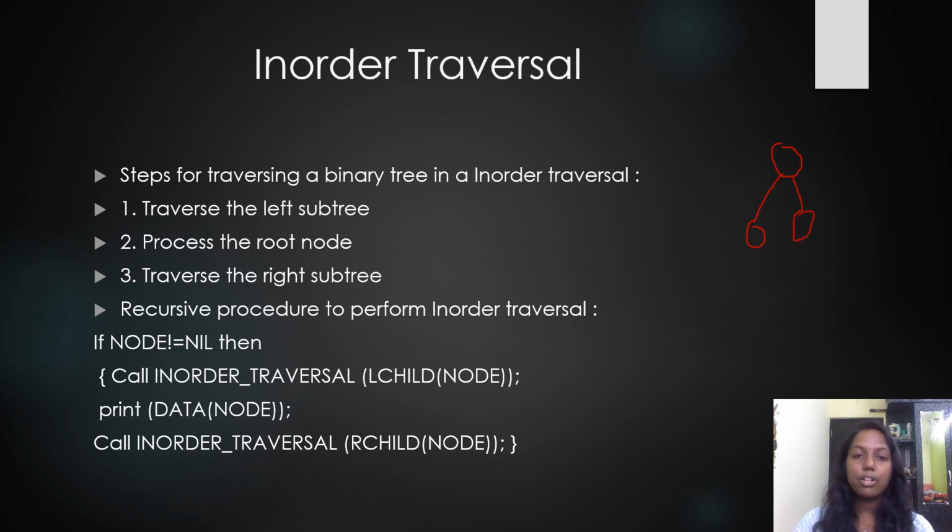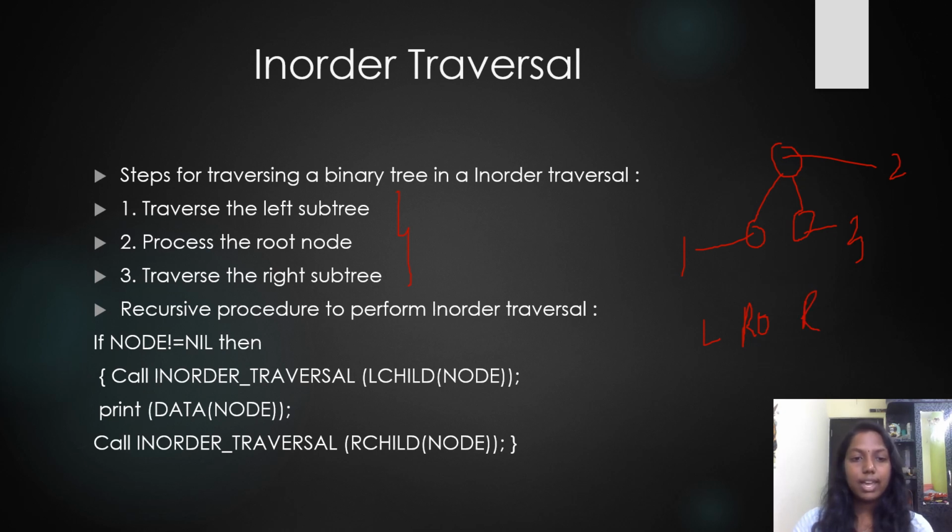For this, the process is traversing the left. So this goes first, traversing the root node. This is second, and this is third. So left, root, and right is our order.